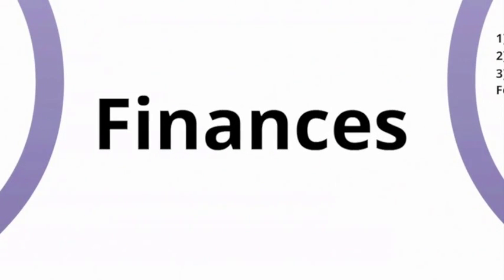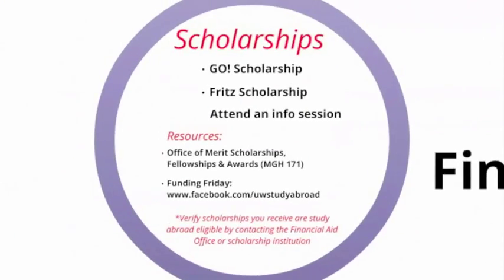Next, we'll talk about a few financial concerns. The first is scholarships. The University of Washington has 2 scholarships specific to its own study abroad students. The GO Scholarship is for students who are Husky Promise or Pell Grant eligible. The Fritz Scholarship is for students who are residents of Washington and humanities or social science majors. Attend an info session to learn more about these scholarships. It can give you some really great insight into how to improve your application.